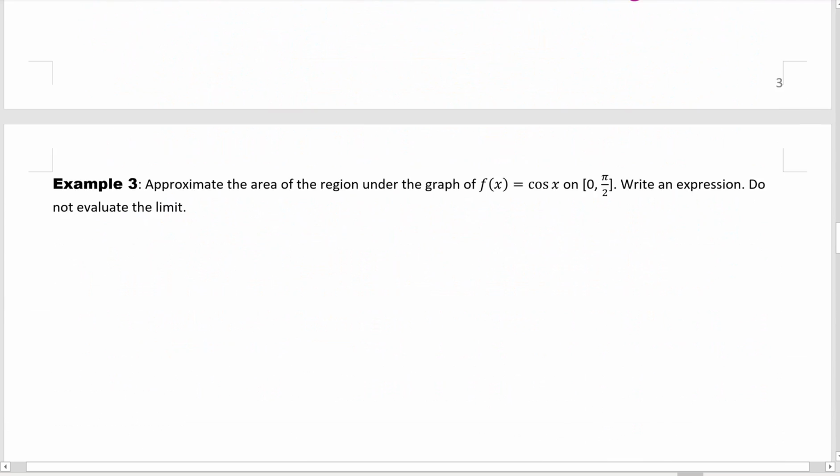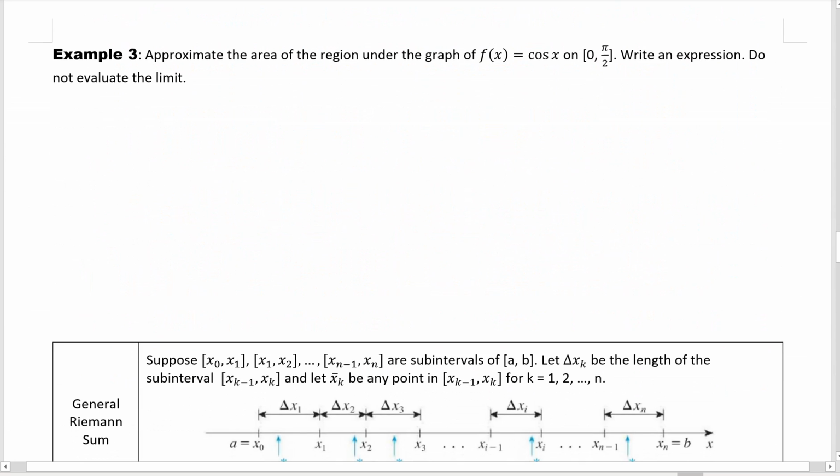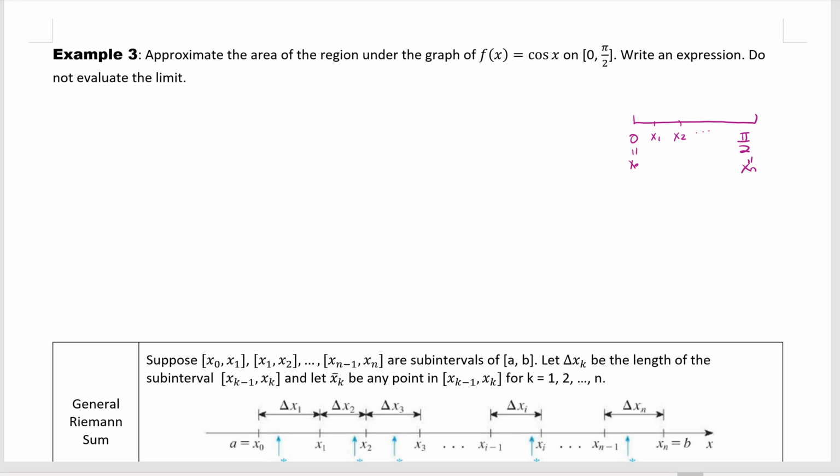Let's continue. Example 3: approximate the area of the region under the graph of f of x equals cosine x on the interval from 0 to pi over 2. Write an expression. Do not evaluate the limit. So this is our interval. This is x0 and then x1, x2, and so on, up to x of n. Okay, so the 4 steps.